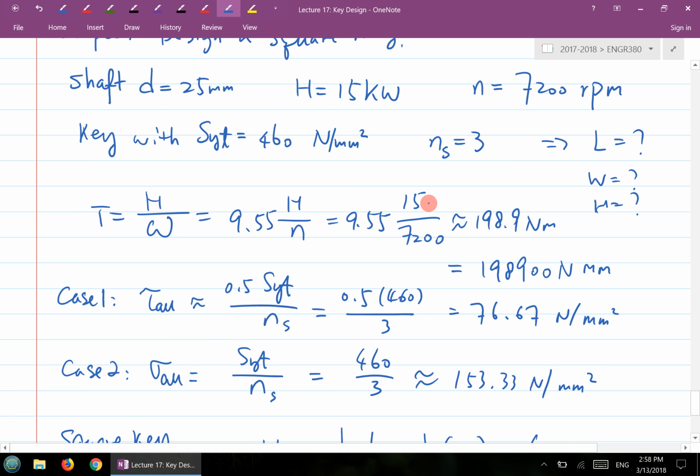Oh, 15 kilowatts. Sorry, kilowatts here. So this is 10 to the power 3 times, right? Yeah, but I did multiply that. Did you use 72? Yes. What did you get? 19.89. Yeah. Missing by 1 digit?